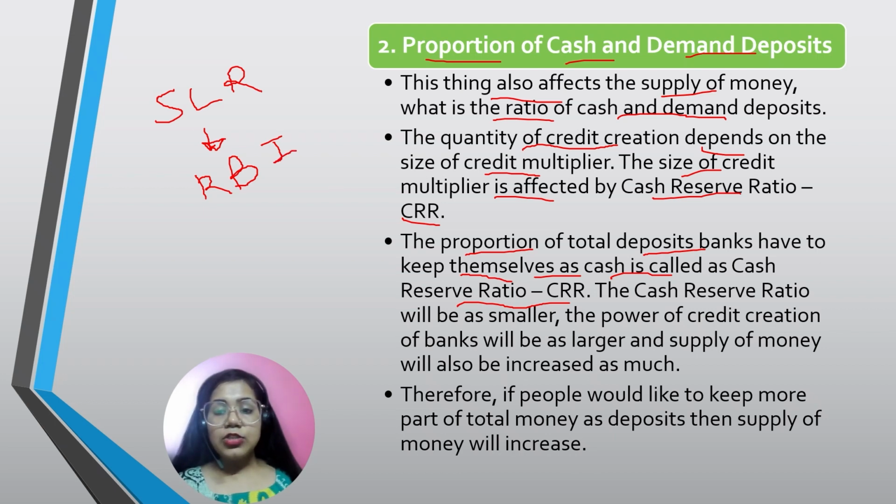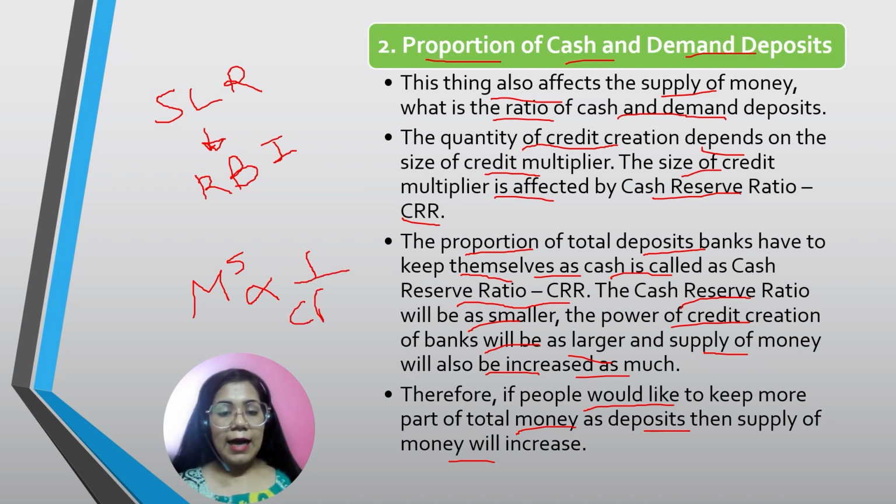So the smaller the cash reserve ratio, the larger the power of credit creation of banks will be, and the supply of money will also be increased as much. Therefore, if people would like to keep more part of total money as deposits, then supply of money will increase. So we can say that the supply of money is inversely related to what? To the CRR.